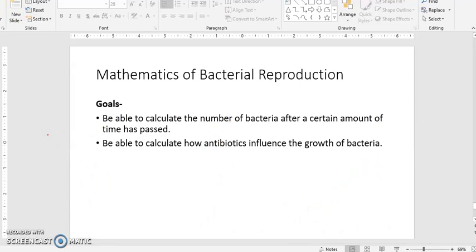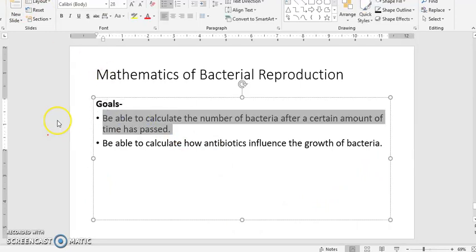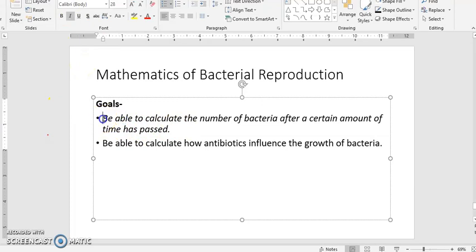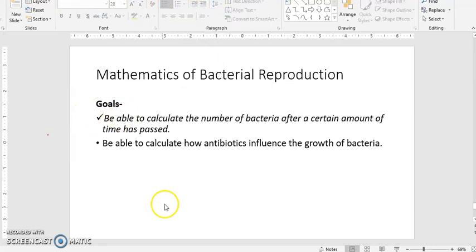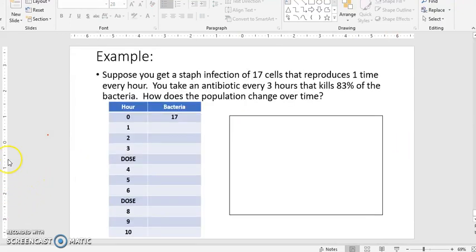Okay, let's jump back to our goals here. So we've pretty much done this one: be able to calculate the number of bacteria after a certain amount of time has passed. We're pretty much done with that one. So that's a big check mark right there. Okay, so we're done with that one. Now we want to be able to calculate how antibiotics influence the growth of bacteria. That's our next goal. So this example is a little more complicated.